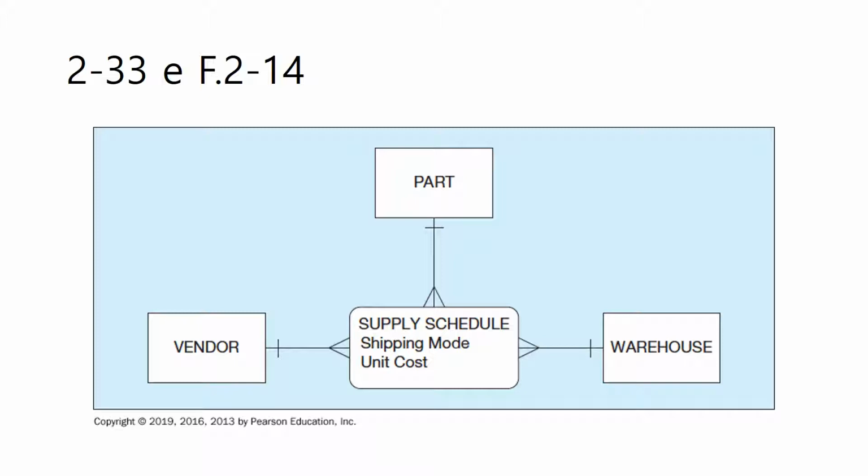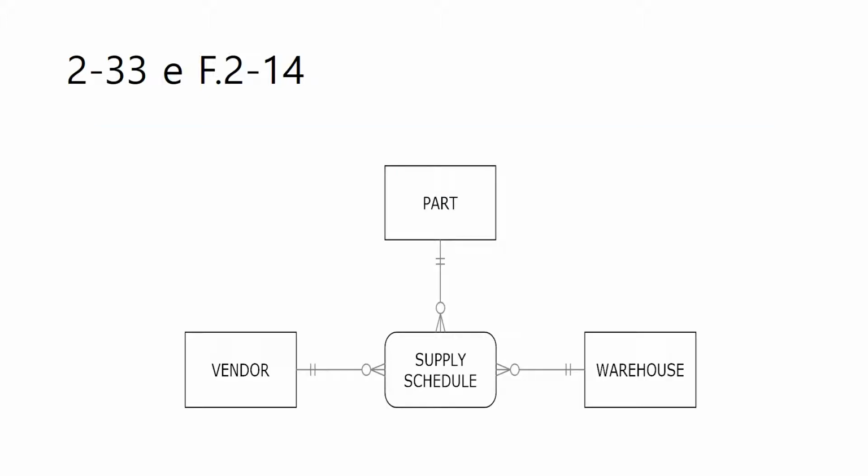And then Figure 2-14, there are vendor, part and warehouse. So there are supply schedule, shipping mode, and unit cost as non-primary attributes, and a many-to-many gerund associative case. So it must be like this: vendor and part warehouse zero through many, and also zero through many, and zero through many. This is the correct figure. Cardinality notation.